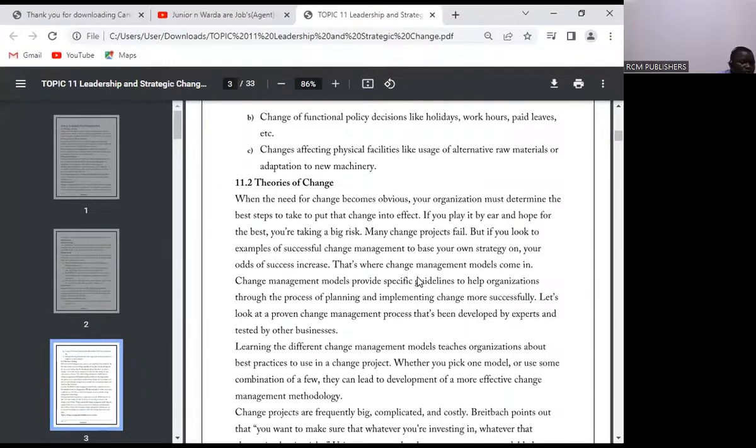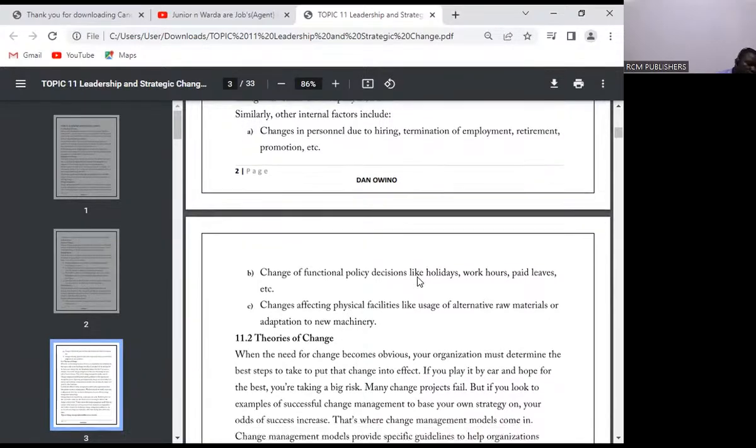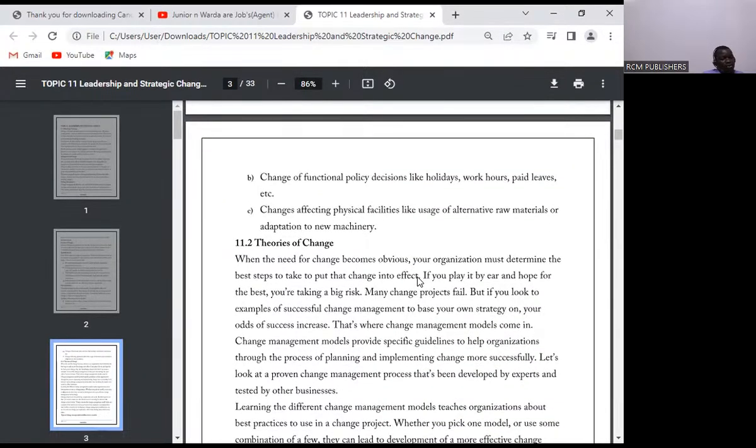So let's now move on to theories of change. I hope you have taken note of the internal and external factors, very important, so that in case you meet them in an exam, you can effectively answer that part by being able to identify examples of the internal or external factors. Next, we're now moving on to the theories of change. We know a theory is just a framework, or it can be in the form of a model that explains something in a real life situation.